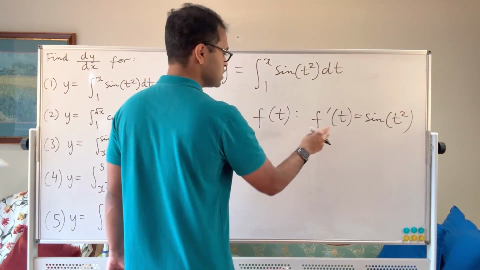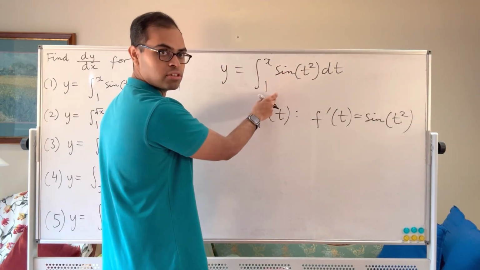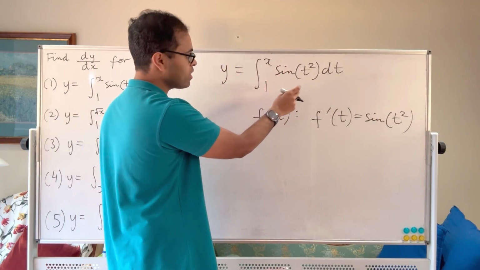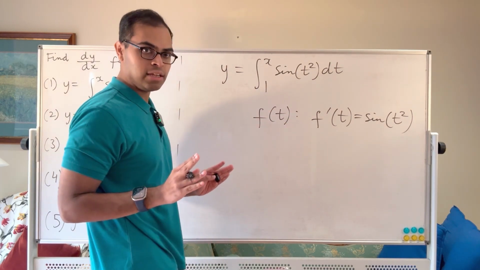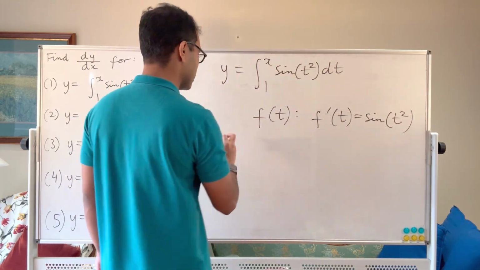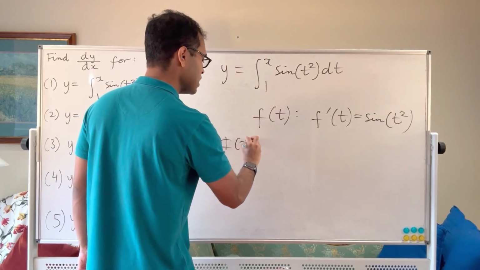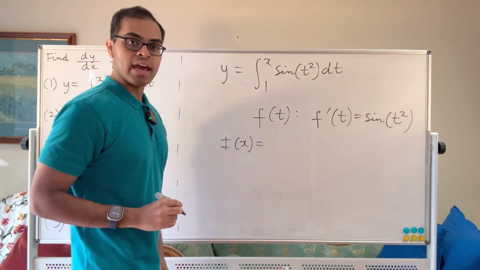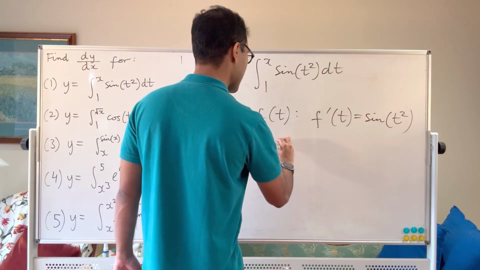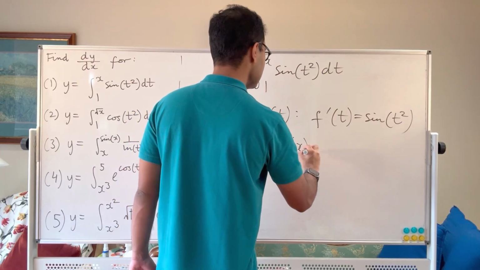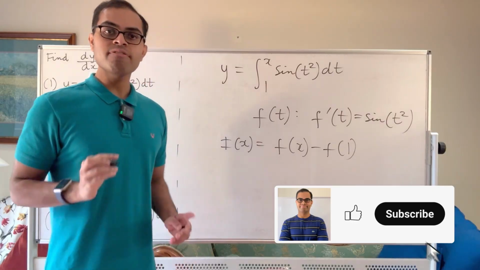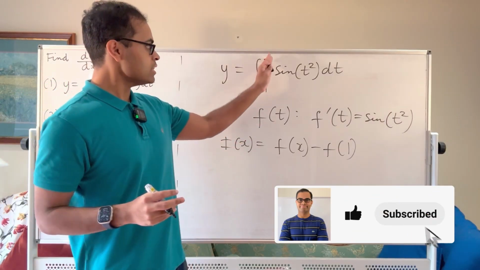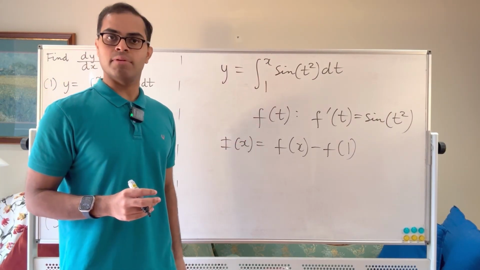Well, we just plug in the upper limit and subtract off plugging in the lower limit. We find the antiderivative of sine of t squared, which is f of t, that's what we're calling it. And then our actual integral, which I'm going to call I of x, I for integral, is just going to be equal to f of x minus f of 1. Just plug in the upper limit, subtract off, plug in the lower limit.